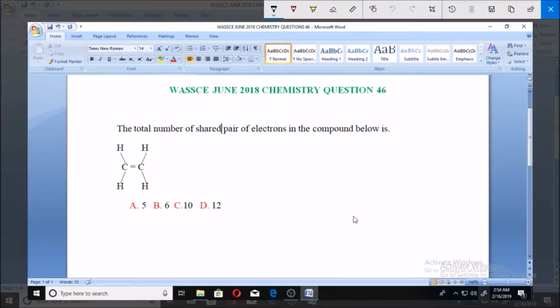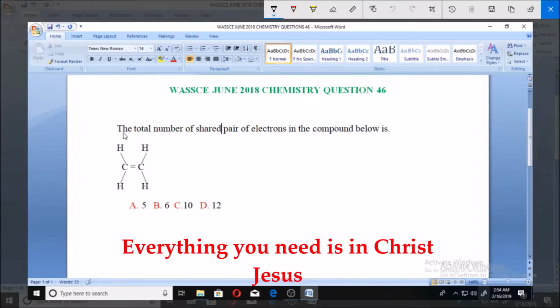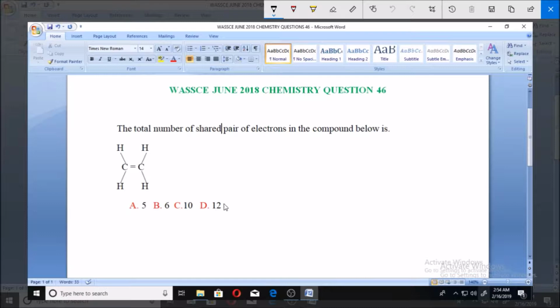Let's look at question number 46 for WAEC Chemistry 2018. The total number of shared pairs of electrons in the compound below is... the compound here is methane, with this structure. Option A 5, B 6, C 10, D 12. So how do we solve this?